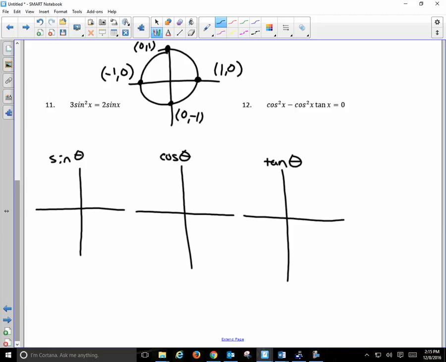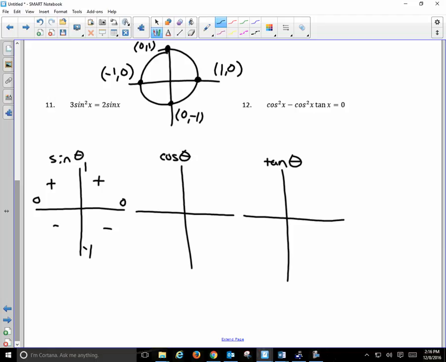Do you remember if sine is the x value or the y value? It's the y value. So sine is equal to 0 right there because the y value is 0. What's sine equal to right here? 1. What's sine equal to here? 0. And what's sine equal to down here? Remember that sine is positive here, negative here, negative here. And we'll use this today as we do our work.